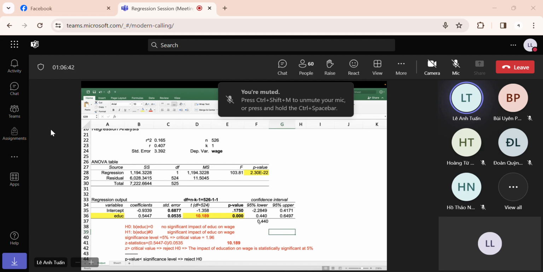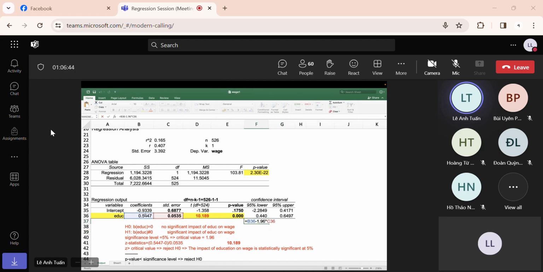So we have the coefficient, the critical value, and then the standard errors. That is the lower bound. And similar for the upper bound: we have the coefficient, plus the critical value times the standard errors here, and you can get the result.